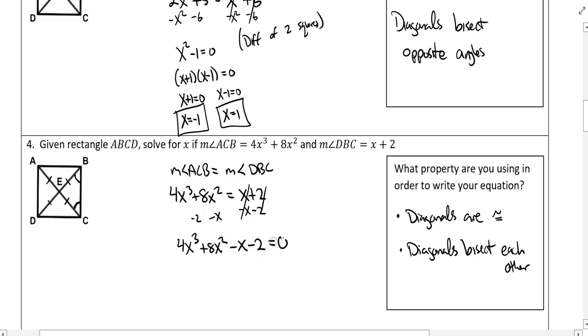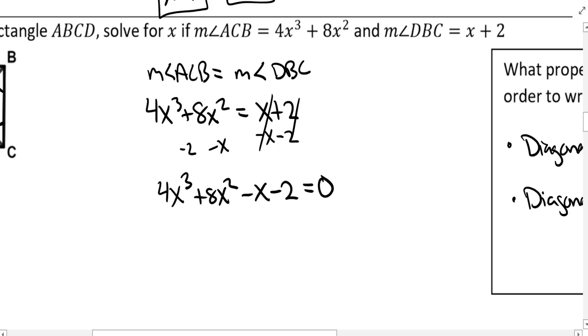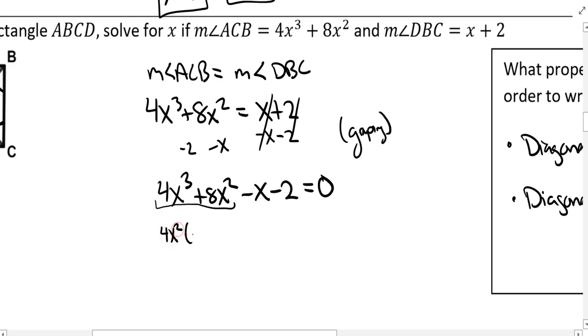Put it in order from highest power to lowest power. Use factoring by grouping. We factor out a 4x squared. What remains is an x plus 2. Factor out a minus 1 from the last two terms, and you get another x plus 2. Both these terms have a common factor of x plus 2.